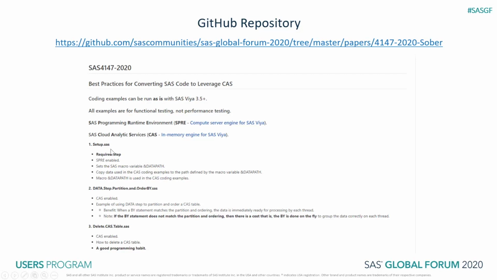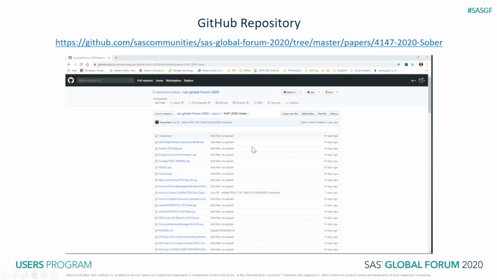Also, this is the required step that all of the other coding examples are dependent upon. This step simply sets a path to a macro variable I call data path. Once you run the setup step, then you can run any of the additional coding examples in any sequence you want to.